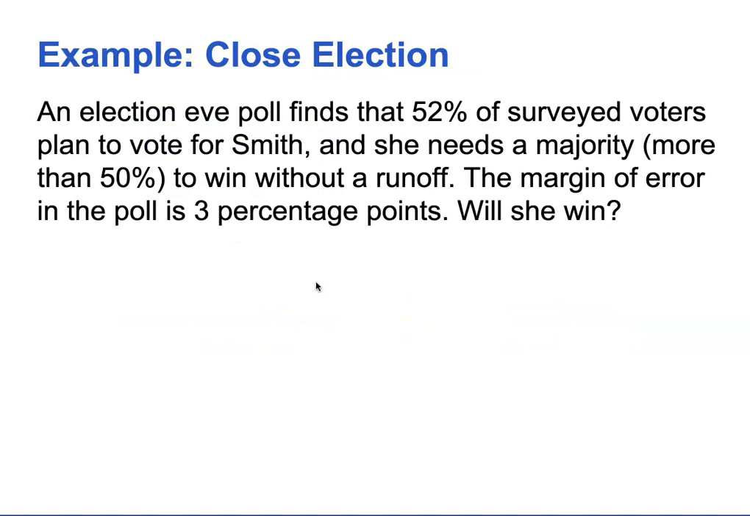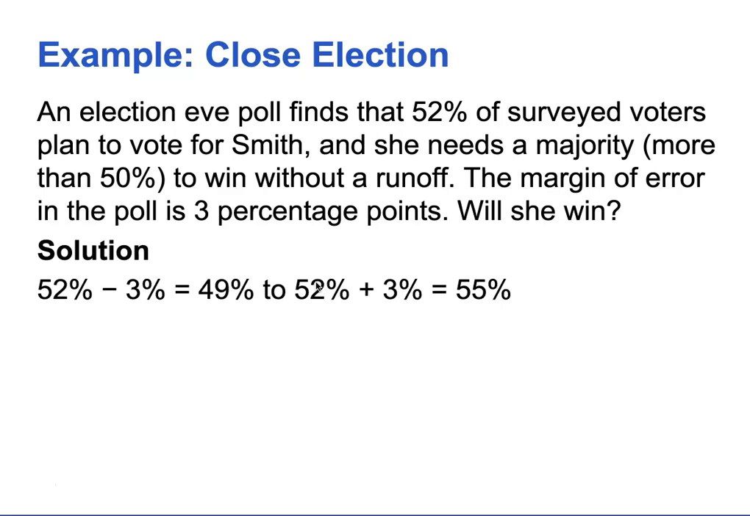All right, so an example here is a closed election. An election eve poll finds that 52% of surveyed voters plan to vote for Smith, and she needs a majority, more than 50%, to win without a runoff. The margin of error in the poll is 3%, 3 percentage points. Will she win? Okay, so we have to look at from and to.